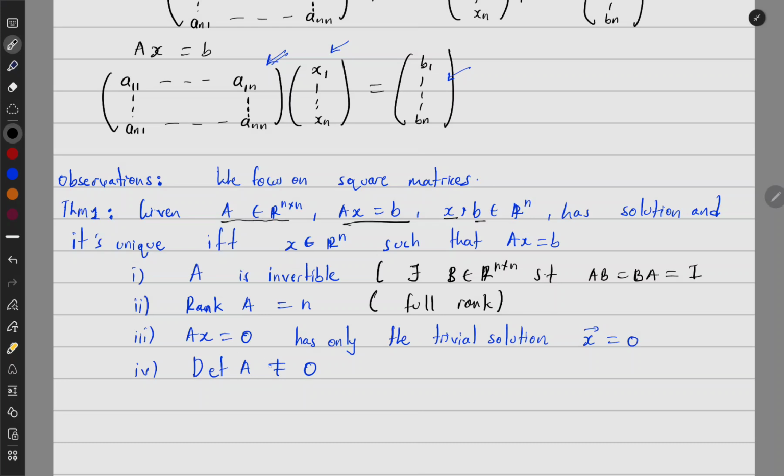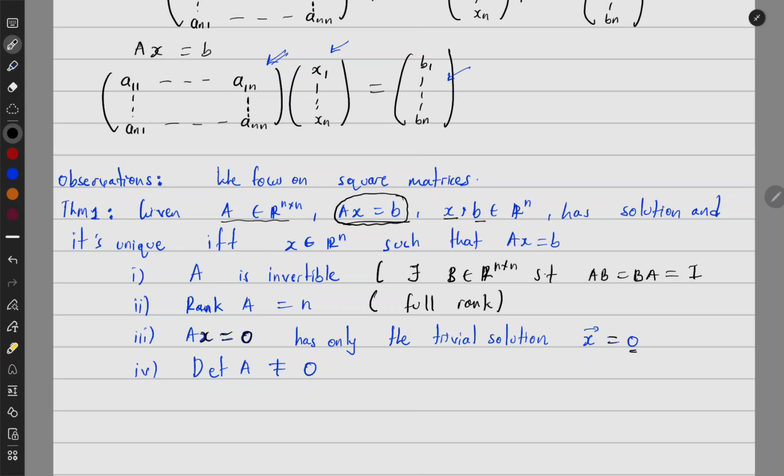Then we see that our Ax equals 0 has only the trivial solution, x equals 0. Whenever we solve this and it's equal to 0, it should only have the trivial solution, x equals 0. The moment that is not the only solution that you have, it implies that you can't find the unique solution to this problem.